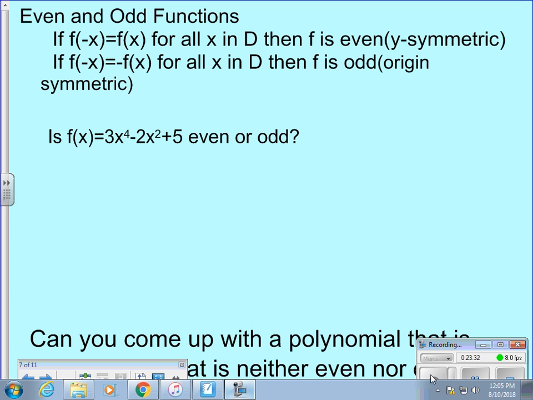It's symmetric about the y-axis. Okay? Y equals x squared is a great example of that. If f of negative x equals negative f of x for all x in the domain, then f is odd, is origin symmetric. In other words, you rotate it around the origin. Y equals x cubed is an odd function.